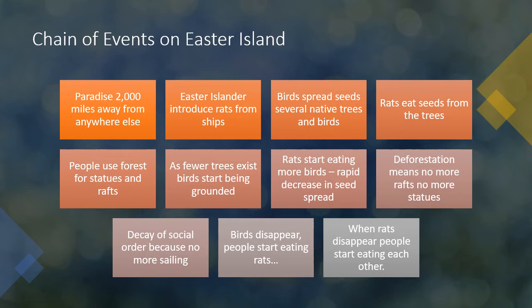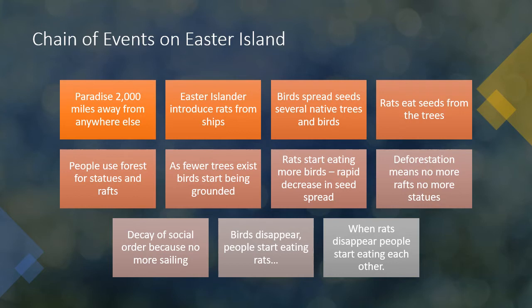As Diamond points out, this is the beginning of the decay of the social order, because since there's no more sailing, there's no more organization of resources. People start to not believe in the religious systems that they had previously. They stop believing in the superiority of the chieftains, and this starts to, in one way or another, create this kind of anarchy on the island.